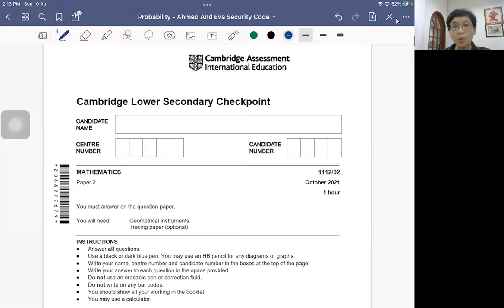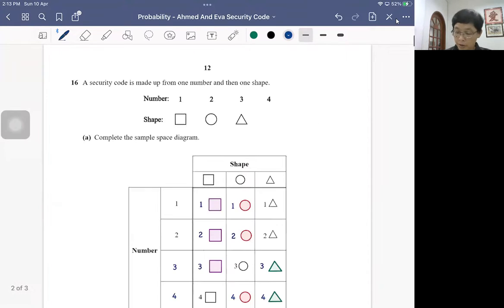A student asked me one of the questions from this paper, October 2021, Checkpoint 9 Mathematics Paper 2. This is the question the student asked, question 16. A security code is made up from one number and then one shape. The number choices are given there, 1, 2, 3, 4. And the shape choices are also given there, 3 choices: square, circle, and a triangle.